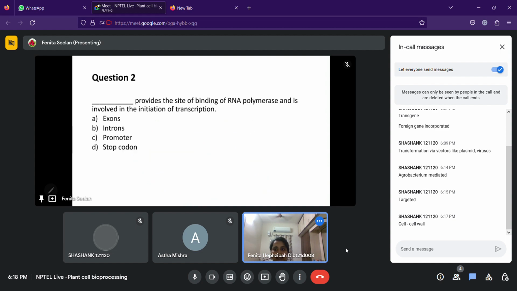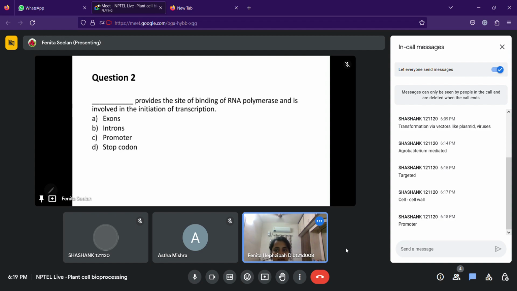So, the second question is, DNA provides the site of binding of RNA polymerase, and it's involved in the initiation of transcription. What would be the answer for this? Promoter. Yes. So, promoter is the site where your RNA polymerase will bind, after which transcription starts.